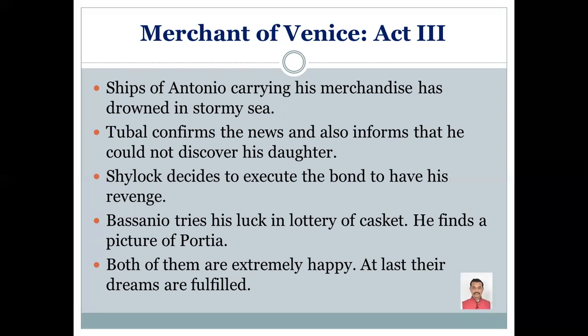He wants to have his revenge, and he thinks that executing the bond, using it in a practical way, taking that bond into the court of Venice, will satisfy his revenge. Then Bassanio, the man who had set out for Belmont, reaches Belmont. He is welcomed by Portia, and wants to try his luck in the lottery of the caskets.